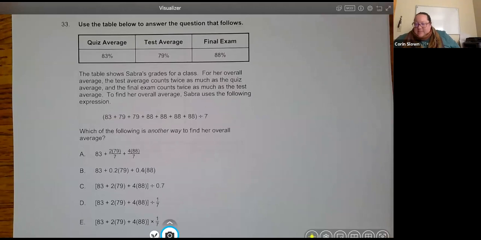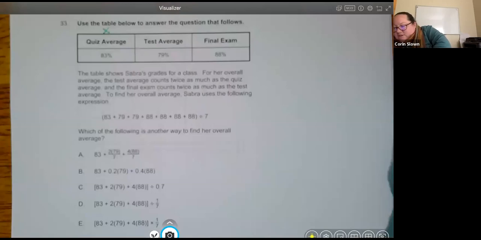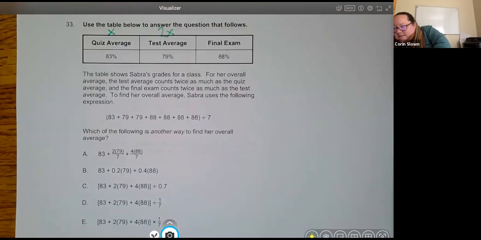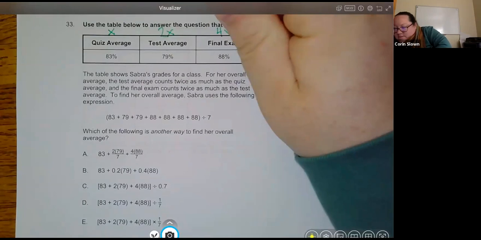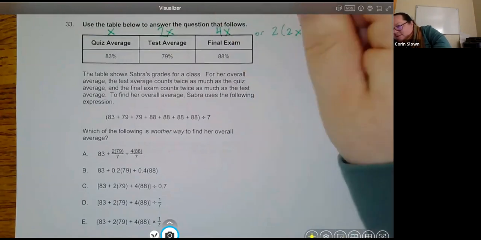And the final exam counts twice as much as the test average. To find her overall average, Sabra uses the following expression. Which of the following is another way to find her overall average? So a good way to think about this is, right? Her quiz average is X. Her test average is 2X. And the final exam is 2 times 2X, so 4X. Or 2 times the test average, which is the same as 4X.